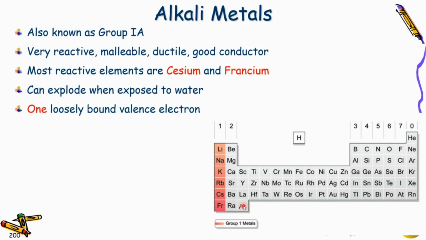Why are they very reactive? Because the electron is very far away from the nucleus, right? So the electron is easier to move away from the atom. That's why it's very reactive, and it can explode when exposed to water. If you put it in water, it just explodes, very heavily. So there is one loosely bound valence electron, which is very easy to get loose and run away from the atom.